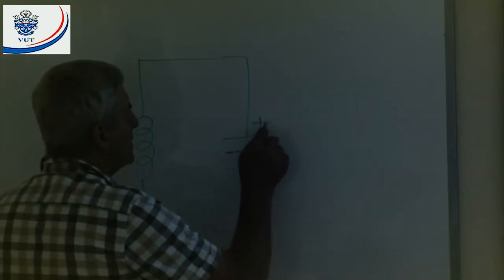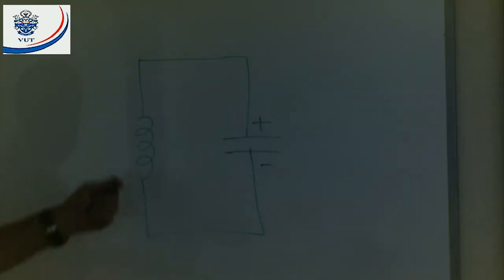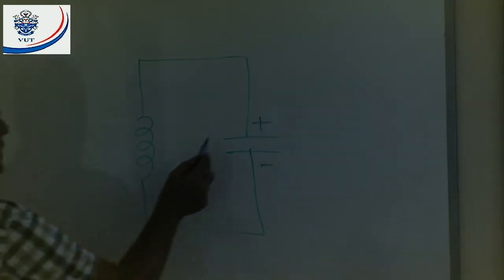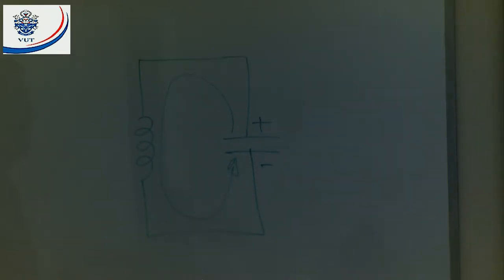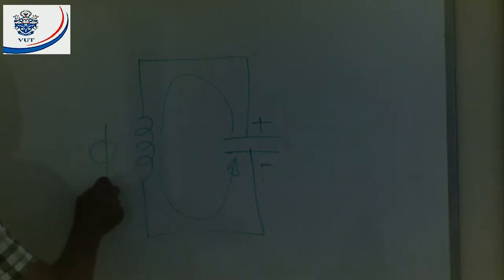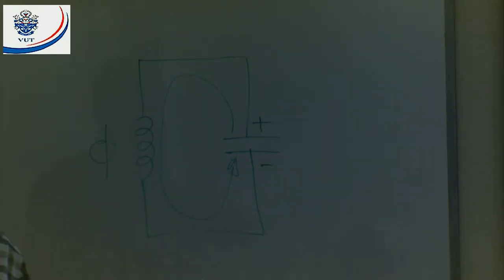It was charged positive, negative. And we connect the capacitor in this circuit. What is going to happen? The capacitor is going to discharge through the coil. You agree? When it discharges, we set up a magnetic flux. All right. What's going to happen?